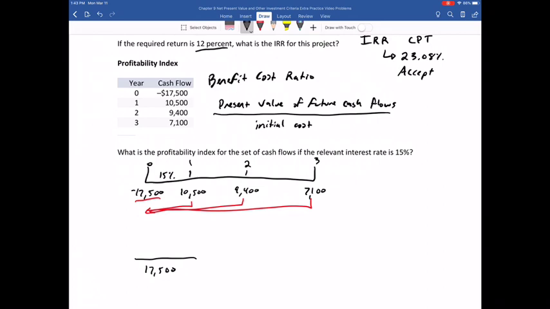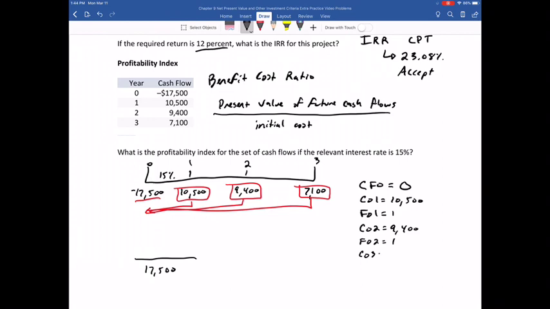And we need to know what is the present value of the future cash flows. Hopefully you realize that when you're trying to solve for the present value of multiple cash flows, you can just utilize the NPV function on your calculator. The difference here from our net present value calculations in our previous examples is that we do not include the initial costs in our net present value. We only want to know the net present value of the future cash flows. So the cash flows, I'm putting a rectangle around here. CF0 is 0, C01 is 10,500, F01 is 1, C02 is 9,400, F02 is 1 since it only occurs once, C03 is 7,100, F03 is 1.